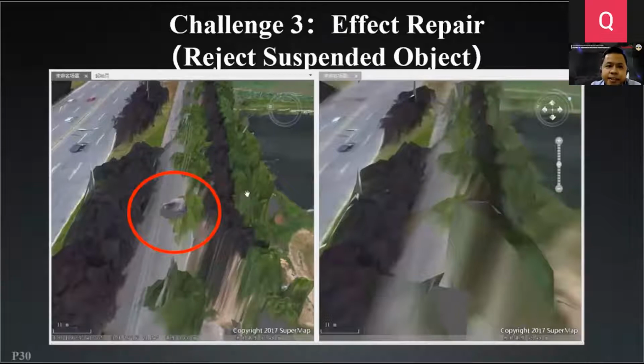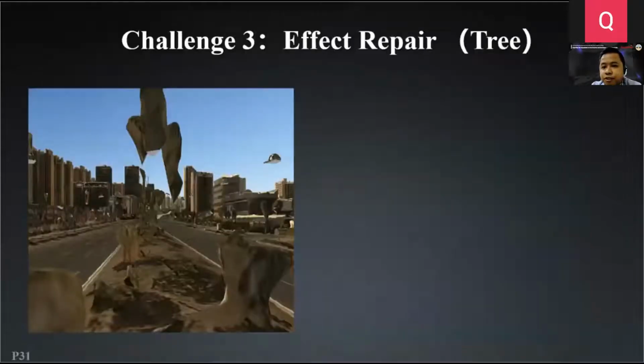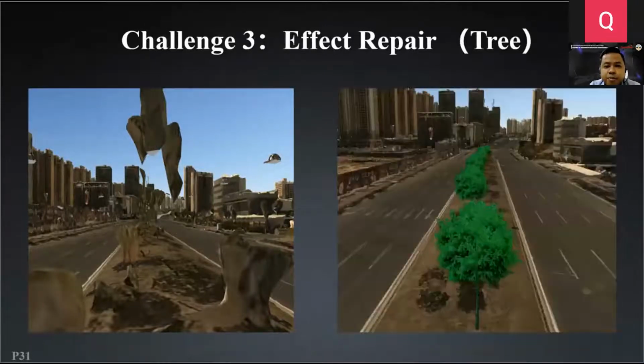The next challenge is the effect repair for trees. The oblique photography is not very effective in small-scale object modeling, such as cars, street lamps, street trees, and so on. So these objects often show up broken. To solve this problem, SuperMap provides model flattening functions, which can remove the broken object, and we can place a new 3D model symbol in the original position to replace it.